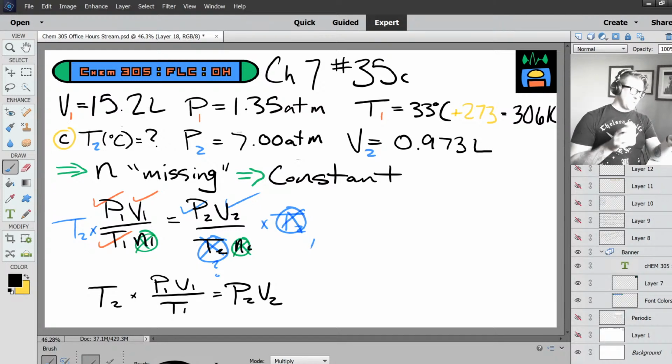I feel like these could all be droids from Star Wars, right? R2D2. P2 V2. And now we need to isolate our final temperature on one side of this equation. So we got to multiply both sides by T1 over P1 times V1.